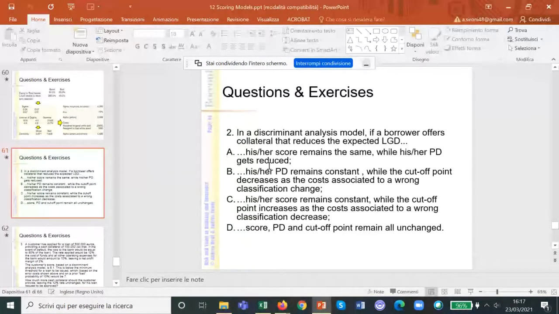I see B. B, his/her PD remains constant. That's correct. The PD is not affected, while the cutoff point decreases as the cost associated to the wrong classification change. That is correct. If I offer a collateral, the LGD goes down, so the cost associated to a wrong classification, i.e. classifying as good a bad company, decreases, and therefore the cutoff point moves to the left, making the model more optimistic. Okay, that's correct.